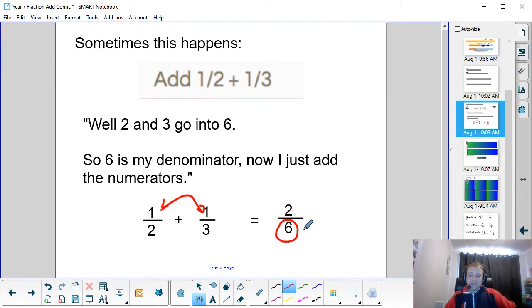And for those of you that are doing it the right way, you'll realize that this isn't the answer. 2 sixths is a pretty small fraction. It's less than half. 3 sixths would be half. So if I'm adding half and then something else on top of it, I shouldn't be getting an answer that's less than half of something. So this answer doesn't make any sense. And that's because an important part of the step got skipped over. And we'll look at what that step is now.